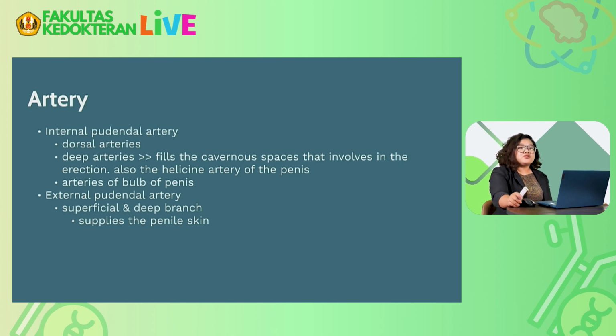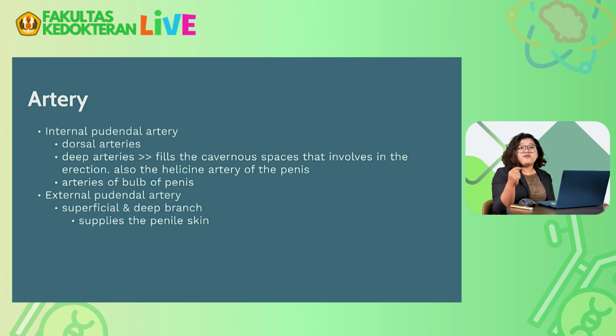Okay, we have several arteries here. They are derived from two different pudendal arteries. You need to review it yourself, whether it is from the external or internal iliac artery. But the branches from the internal pudendal artery are the dorsal artery, and then there are the deep arteries. This is the one that you need to review very well. We don't have it on our video, but you need to look for other videos that show you the deep arteries, in which layer they are located, because the deep artery fills the cavernous spaces that are involved in the physiology of erection.